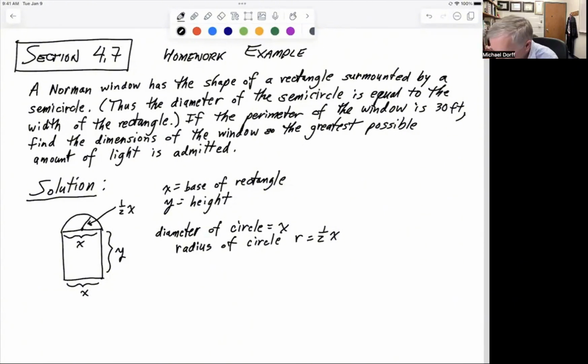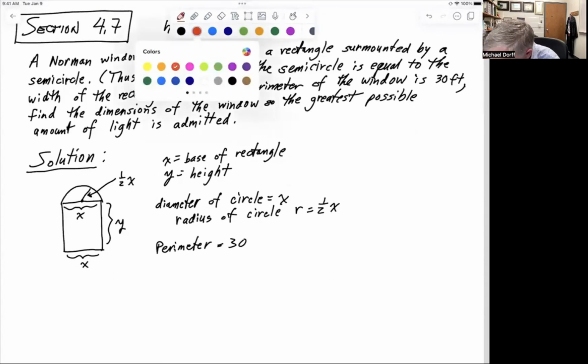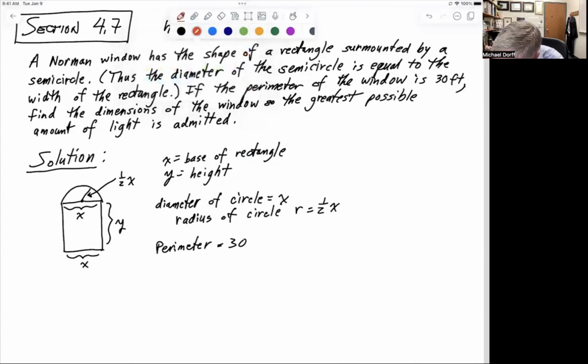All right. And we are given that the perimeter of the window is 30 feet. So we know perimeter equals 30 feet. Now, how do I find the perimeter? The perimeter is going to be the outside. So I'm going to draw that in red. It's going to be this side plus this plus the top, that semicircle on the top.